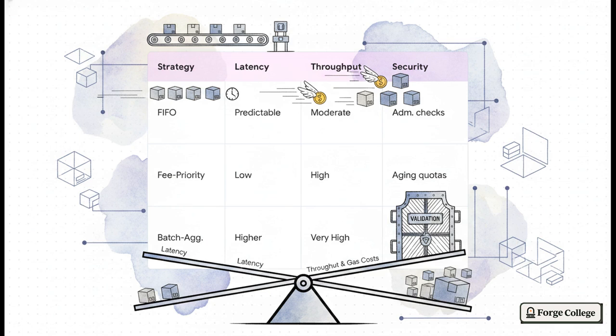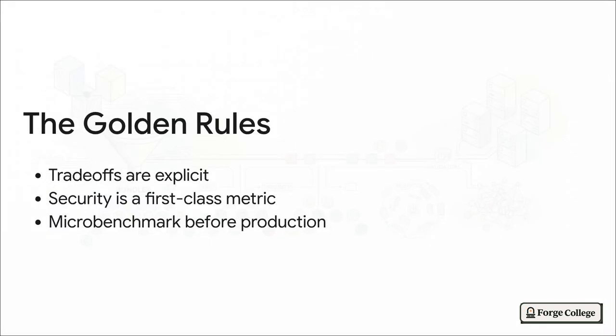And batch aggregation? Well, it gives you massive throughput, but you take a bit of a hit on latency during the batch window, and you absolutely need strict pre-validation. I want you to constantly keep this seesaw effect in mind. If you push latency down, your throughput or gas costs are almost certainly going to go up. So, let's wrap this up with the crucial takeaways from today's explainer, what I like to call our golden rules.